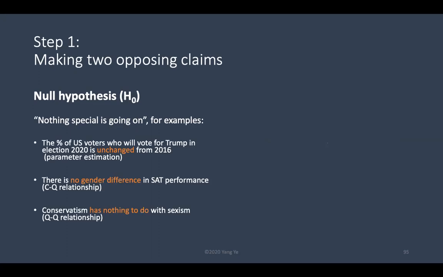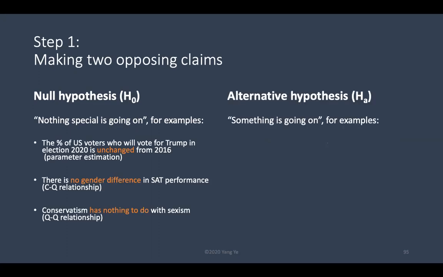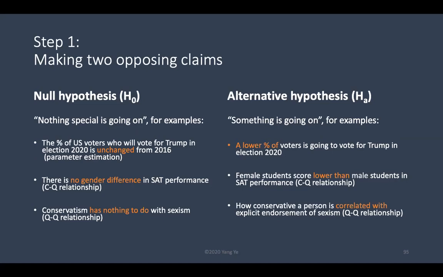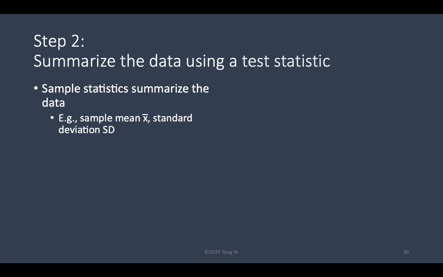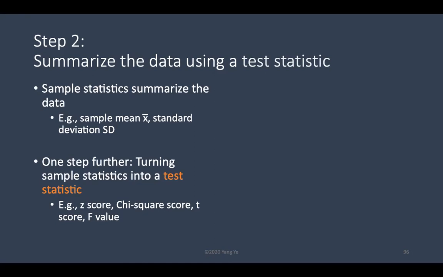But this whole paradigm has four steps again, right? The first step is the null hypothesis and alternative hypothesis. So you basically make two opposing hypotheses, and then use your statistical methods to determine which one to accept and which one to reject. And then the second step is usually you summarize the data with some kind of test statistic, turning it into a sample mean, standard deviation, and then one step further, you turn those statistics into a test statistic, okay? And we've learned about the Z-score, chi-square score, t and F values. These are all test statistics whose probability distributions are known.